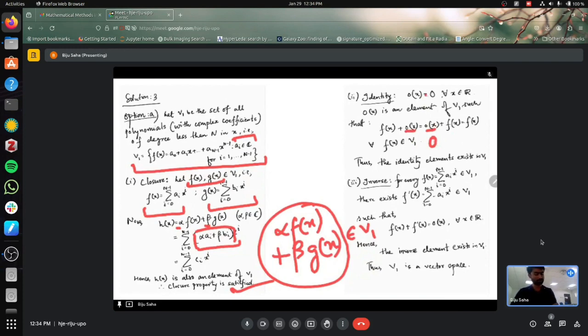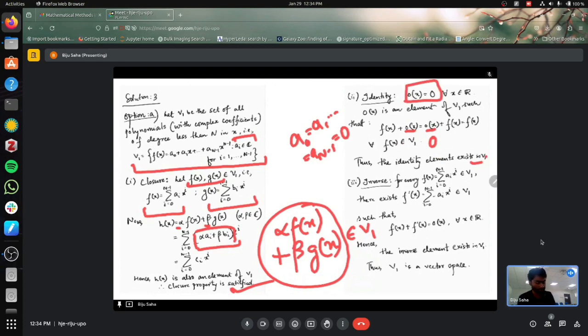So 0 is a special case of this polynomial, with all the coefficients a0, a1 up till an minus 1 equal to 0. Since the coefficients can take any complex value, they are allowed to take the value 0 also. So that confirms that the identity element exists in v1. So there is an existence of identity element as well.